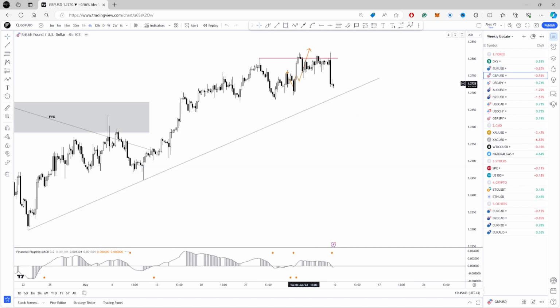GBPUSD, this one as well, we're expecting the price to take out the top, and then the price started to make this messy consolidation and then suddenly drop. So now we expect here another consolidation and one more push towards the downside.